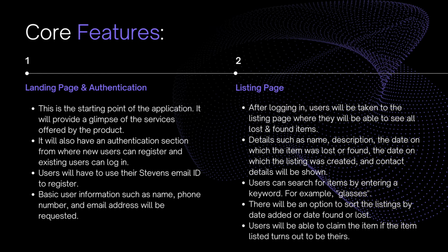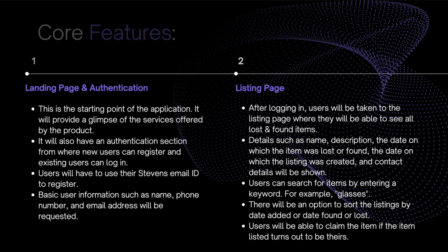Users can search for items by entering a name or, let's say, a keyword on the search bar. For example, glasses. This will bring forth a number of listings for a potential match, making it easier for them to find the items they are looking for. Users will have the option to sort these listings by the date they were added or the date on which the item was lost. Users can claim the item if the item listed on one of the listings turns out to be theirs.